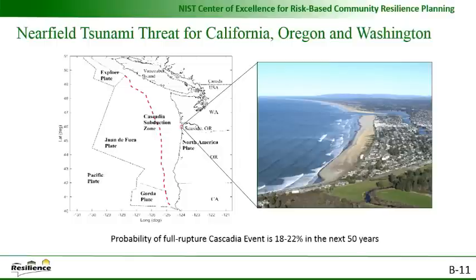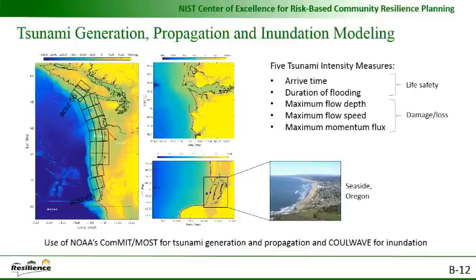The figure on the left shows the proximity of this Cascadia subduction zone to the U.S. coast, less than 50 miles in some places, which will cause a tsunami to reach our coast in 15 to 30 minutes and can produce a tsunami well over 30 feet high in many places. The figure on the right shows an aerial view of the testbed community, Seaside, Oregon.